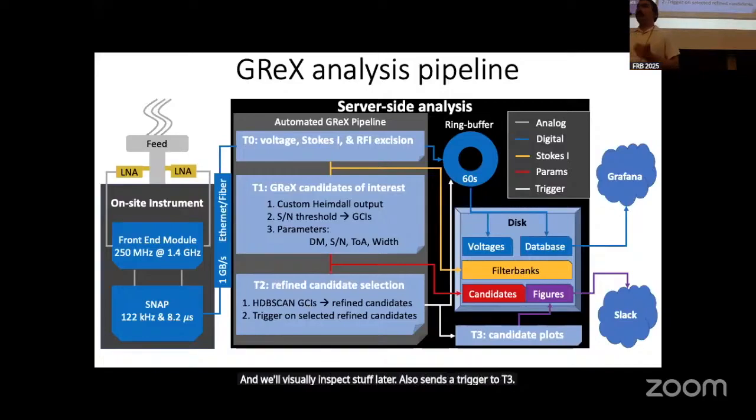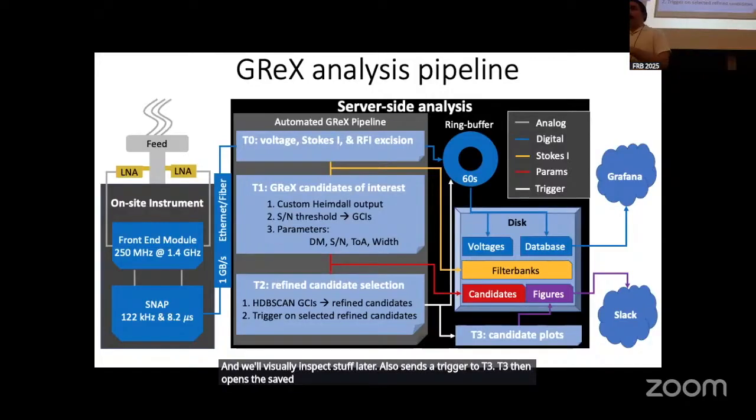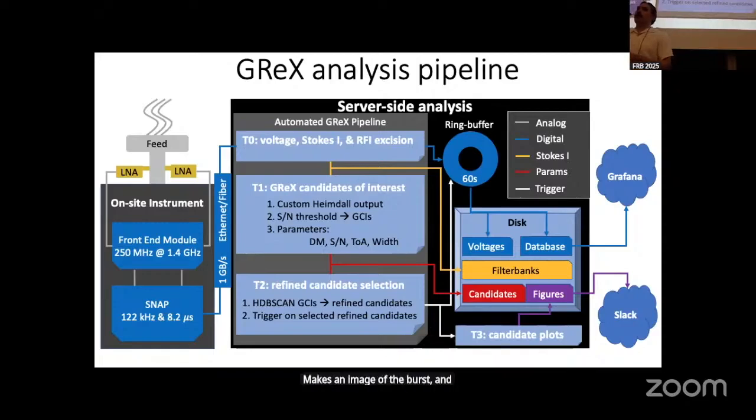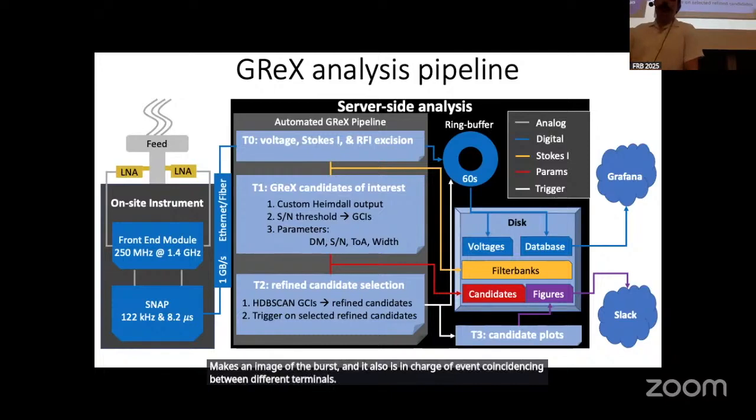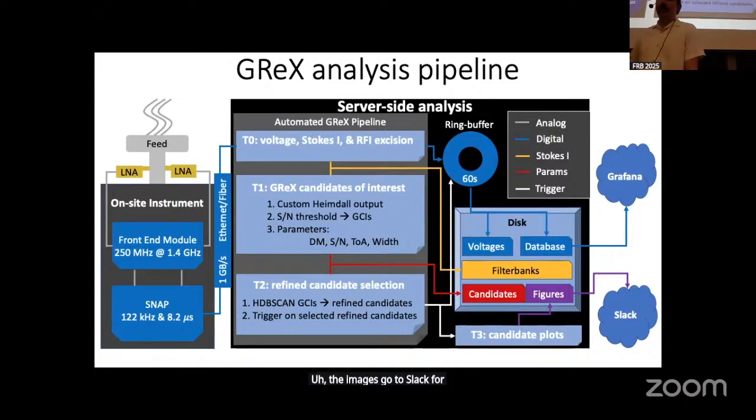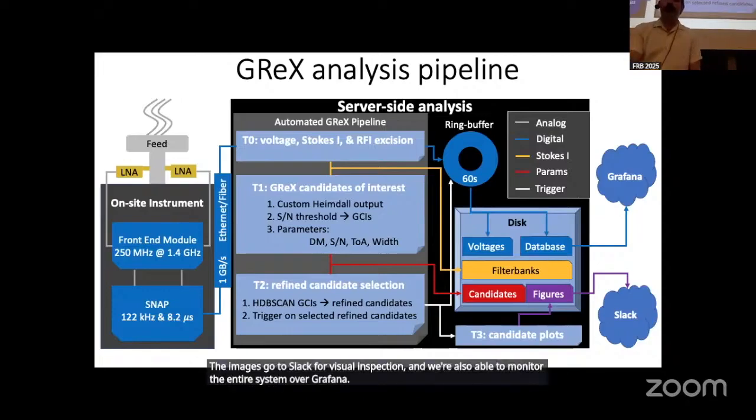T3 then opens the saved voltage data file, makes an image of the burst, and it also is in charge of event coincidencing between different terminals. The images go to Slack for visual inspection, and we're also able to monitor the entire system over Grafana.